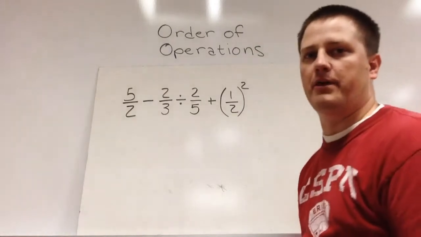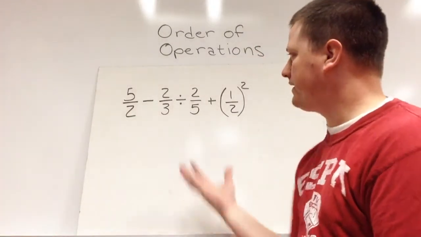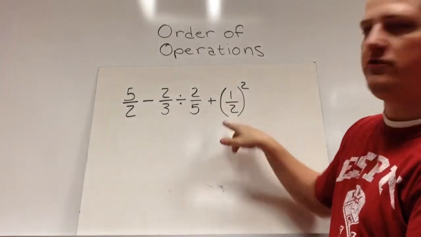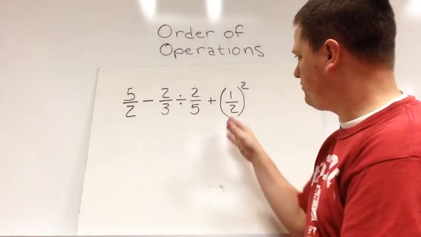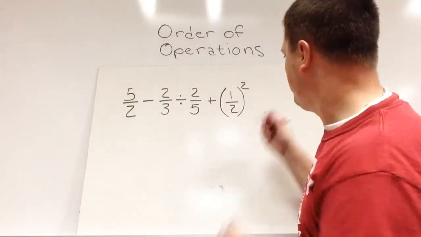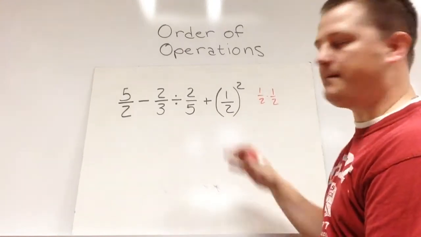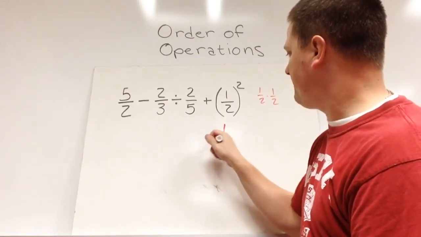The last thing that we want to look at is how do we deal with fractions. So we're going to go about, here's parentheses. There's nothing to do in the parentheses, so we're going to go right on to exponents. We want to square this. So this is really 1/2 times 1/2. Some people need to write that out. Top times top, bottom times bottom should give us 1/4.